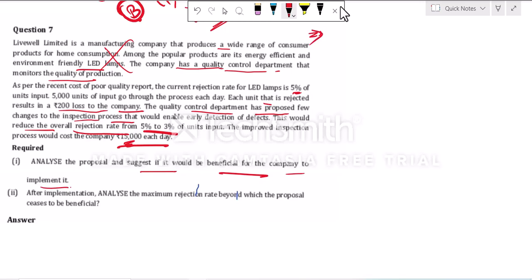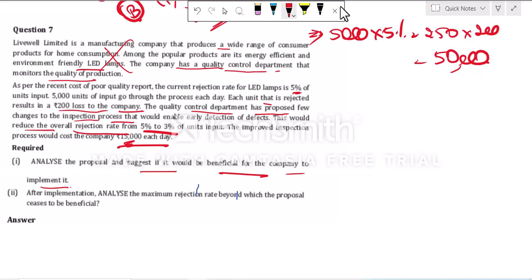First, what is the cost incurred in the current scenario? If we have 5% on 5,000 units, how many units is that? 5,000 into 5% is 250 units, and 200 per unit loss. 250 into 200 is equal to 50,000.